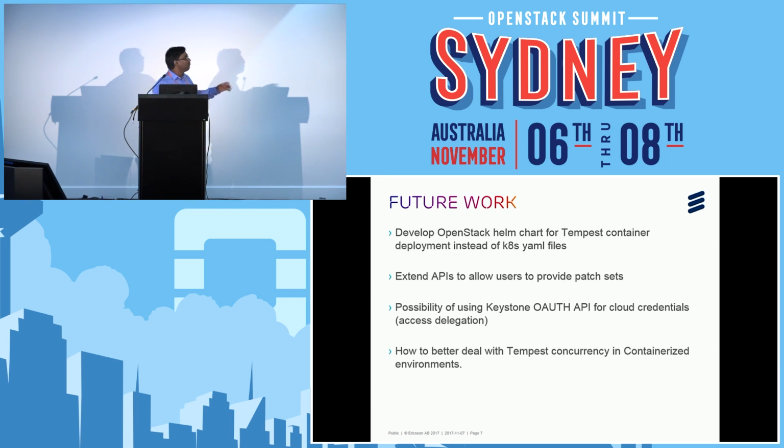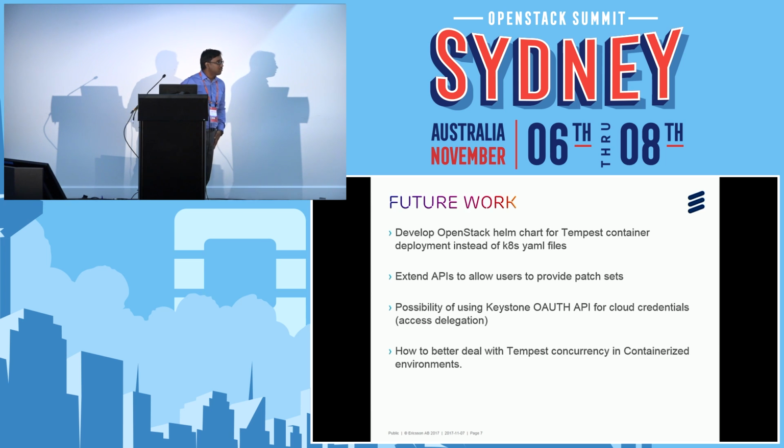Another possibility we are exploring is whether we really require the cloud credentials from the user, and how we really take them. We are contemplating using access delegation. Keystone today supports the OAuth API. So can we use those APIs to do access delegation and use those tokens to run the Tempest test cases? This is what we want to try more.